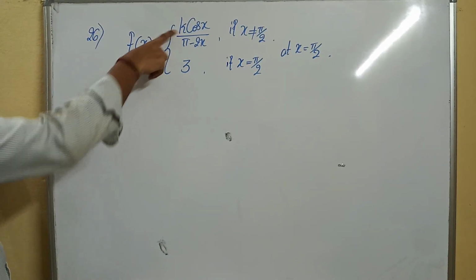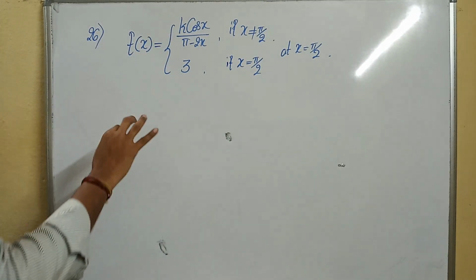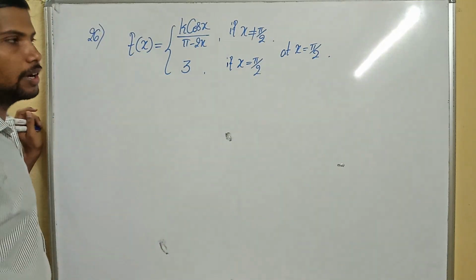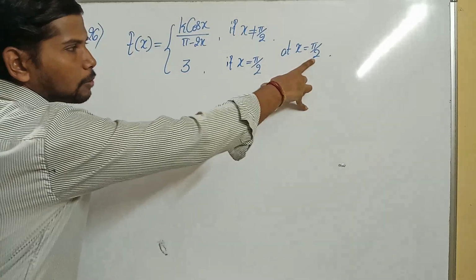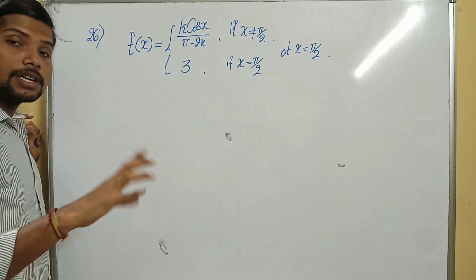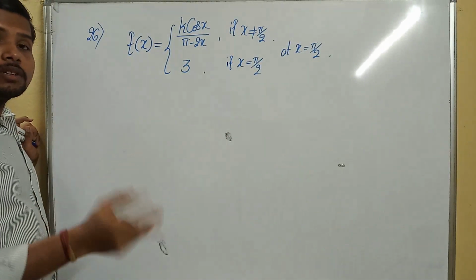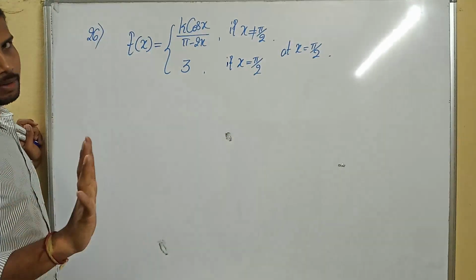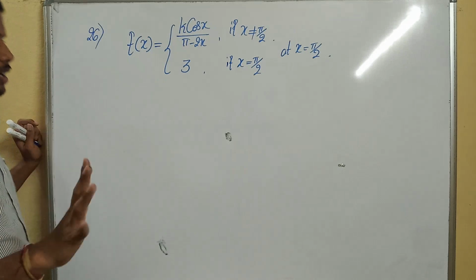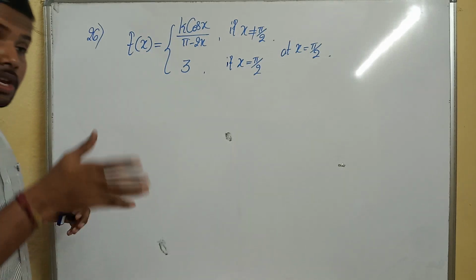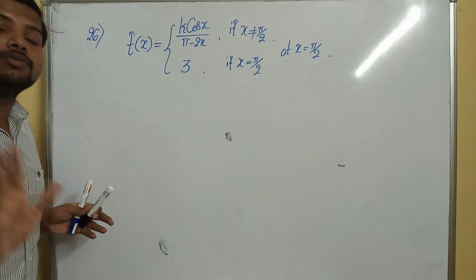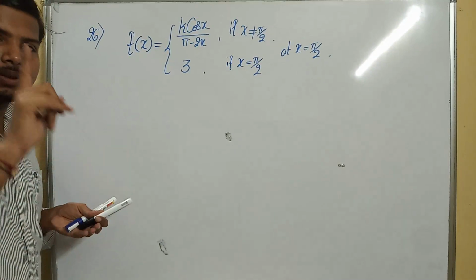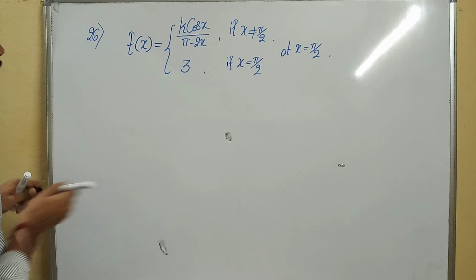Next one is a little bit different. Find the value of k so that the given function is continuous at the indicated point. Here the indicated point is x equal to pi by 2. The given function is continuous at the indicated point, and we need to find the value of K. Got the point clearly? Okay, for that reason we take LHL equal to RHL, and at that point all three values are the same. I need to find the value of K.